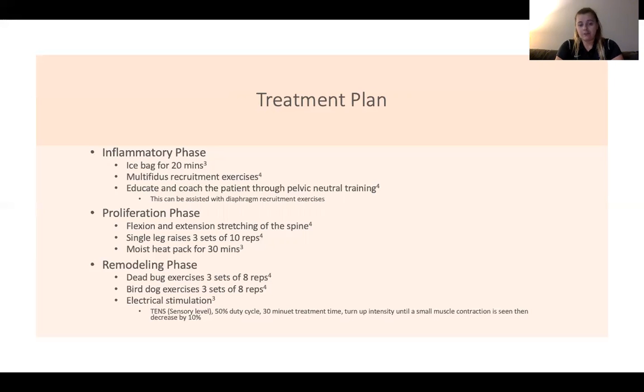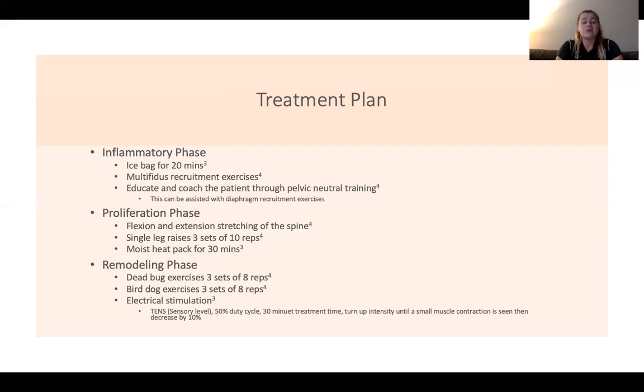During the proliferation phase, we're going to do some flexion and extension stretching of the spine. So not only are we wanting to recruit the muscles of the spine, we also kind of want to relax and stretch out those muscles so that they're not putting as much tension on the SI joint. Some exercise you can do, a single leg raise, 3 sets of 10 reps.